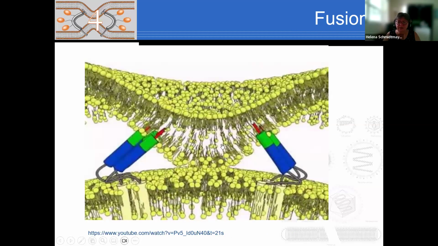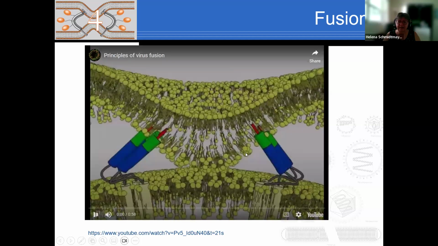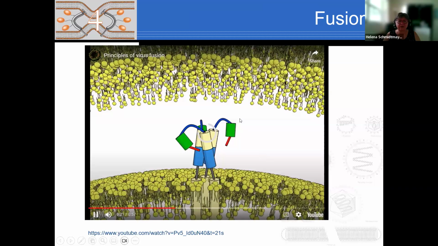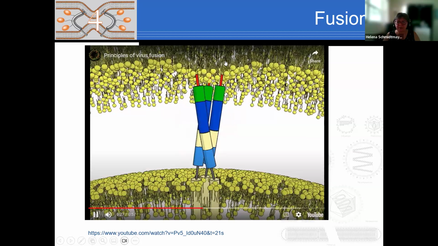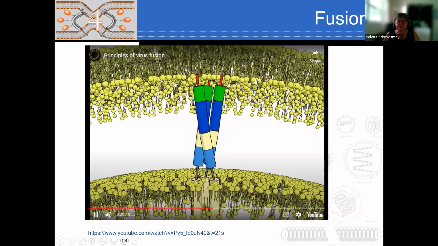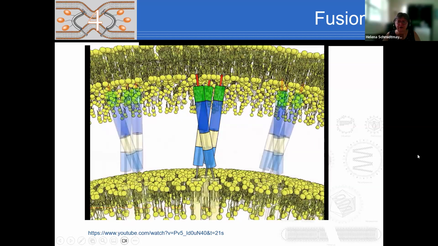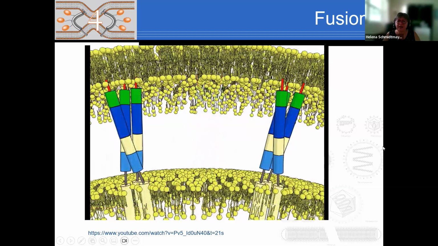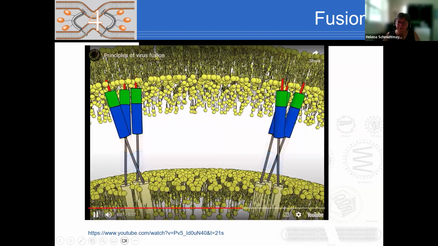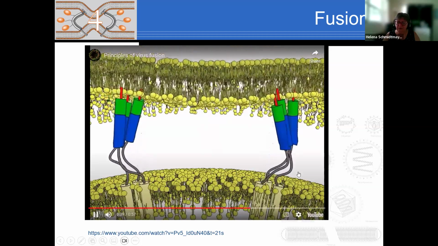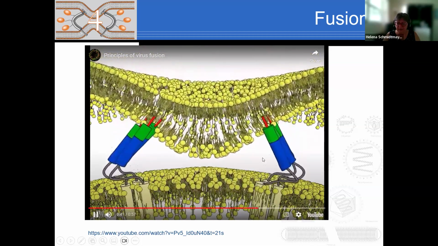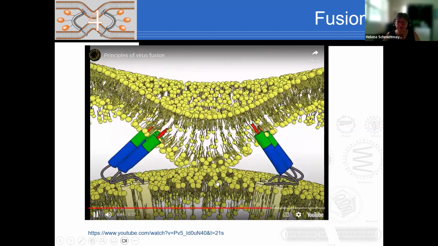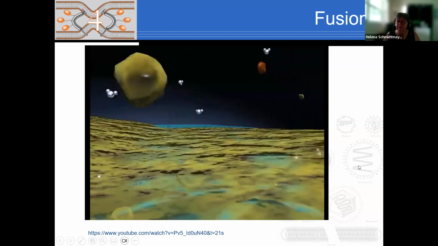And here it is in detailed mechanism. In a nice video, you see the fusion protein change conformation and insert into the target membrane. This insertion triggers additional conformational changes, and those fusion proteins fold on themselves and bring those two membranes together, and this creates membrane to membrane fusion.